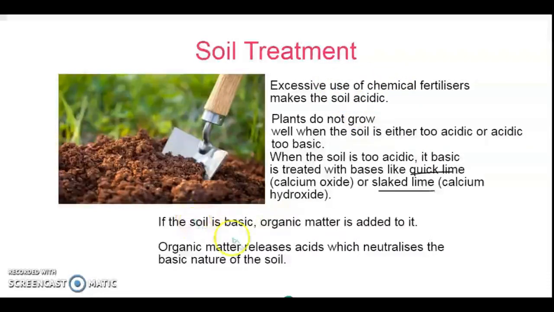And if the soil has become basic, what will you do? You will add some organic matter. These organic matters release acid, which neutralizes the soil. So the soil treatment is done in this way. When the soil is too acidic, you will add quicklime or slaked lime, and if the soil is basic, you will add organic matter.